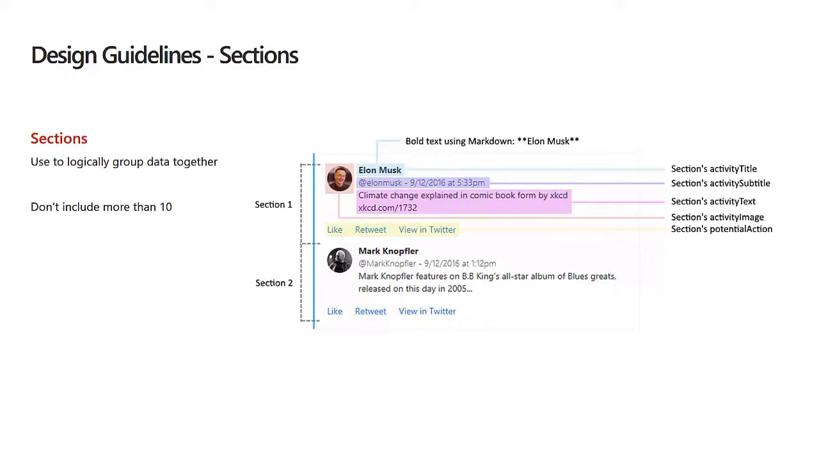Cards can have sections, and you would use sections to logically group data together. In the image that's shown, you'll see there is a digest format of information in which 2 sections are used to provide information about 2 different notices. We don't want to use too many of these. The suggestion from Microsoft is to use 10 or less. And if necessary, you can include a link at the bottom in a section of its own that says view more details or view full information.